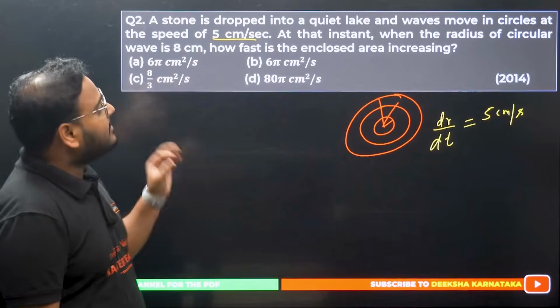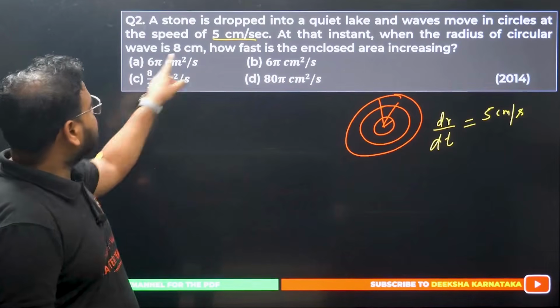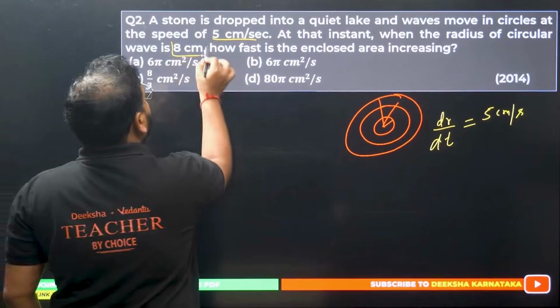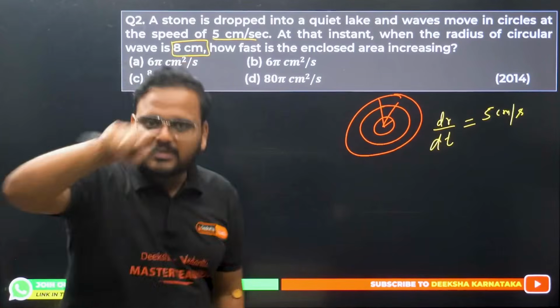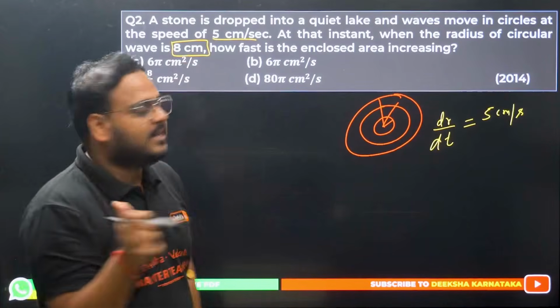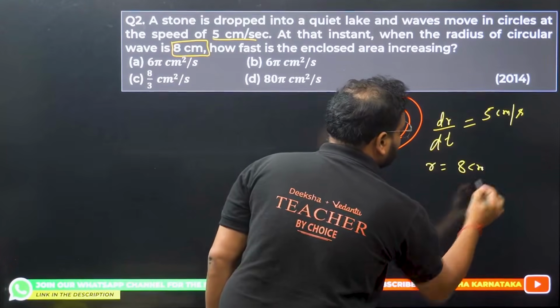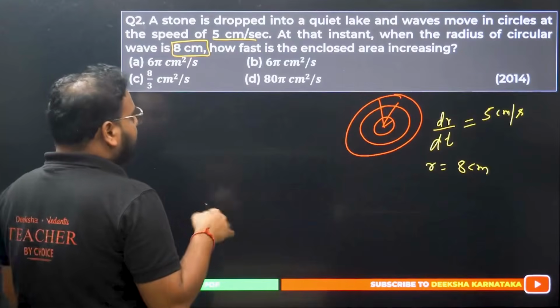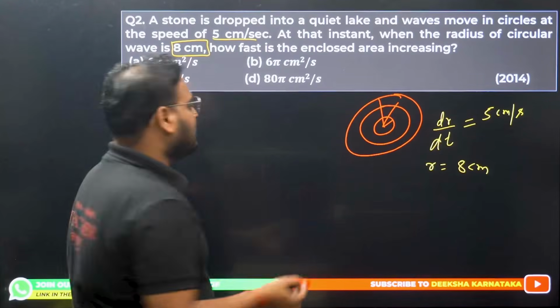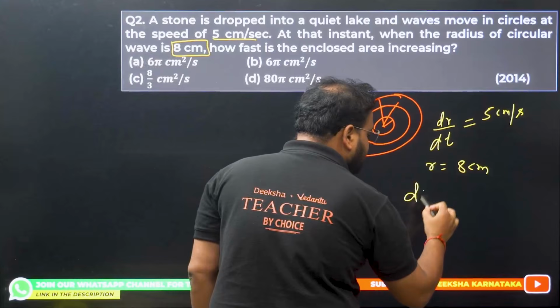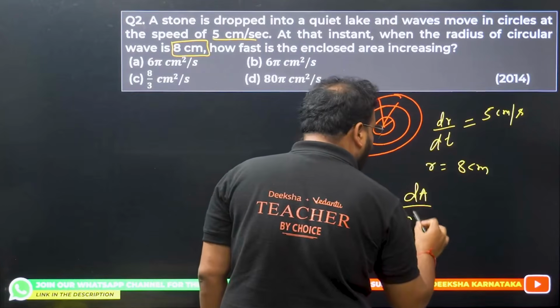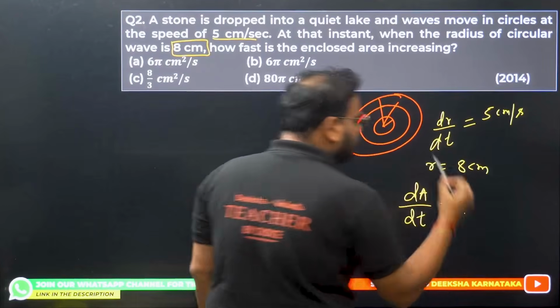At that instant, when the radius of a circular wave is 8 centimeter, they are defining that also. It means they are giving you an instant when the outer radius of a wave is 8 centimeter. How fast is the enclosed area increasing? What are they asking now? They are asking you rate of change. Fast means rate of change of what? Area. As simple as that.